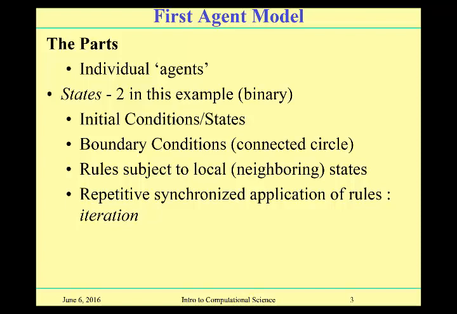And the term we're using for this is an iteration. An iteration is one application of the rules where all the agents apply the rules, and then once we're done with that, we can repeat that process. I clap my hands again, everybody applies the rules again, and that would be an iteration.